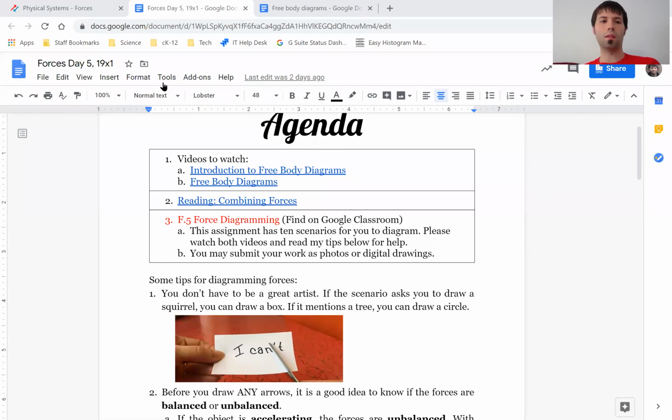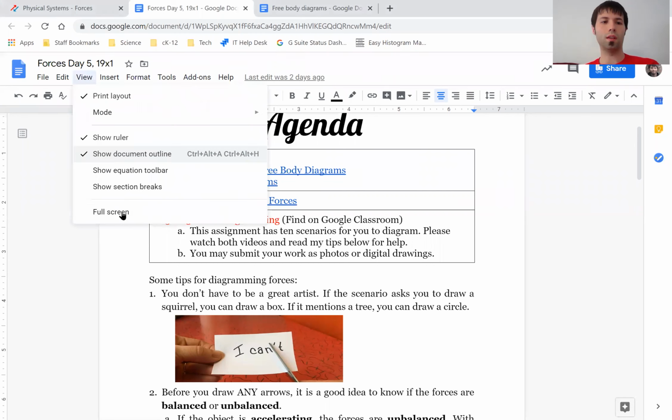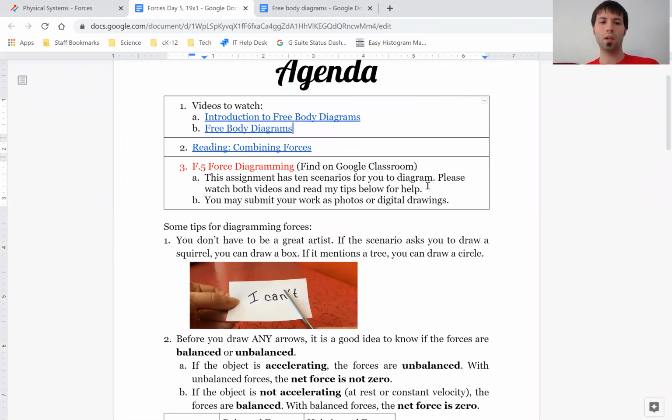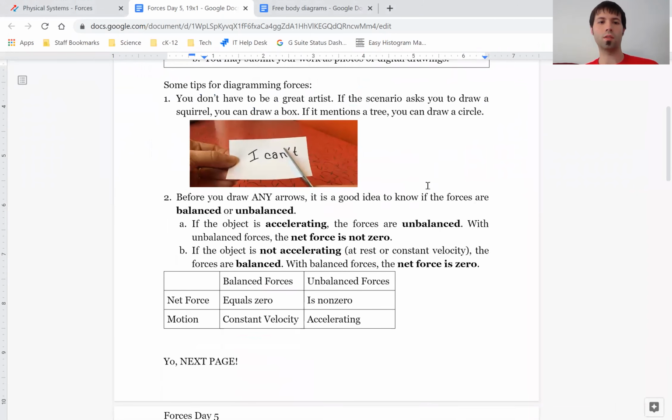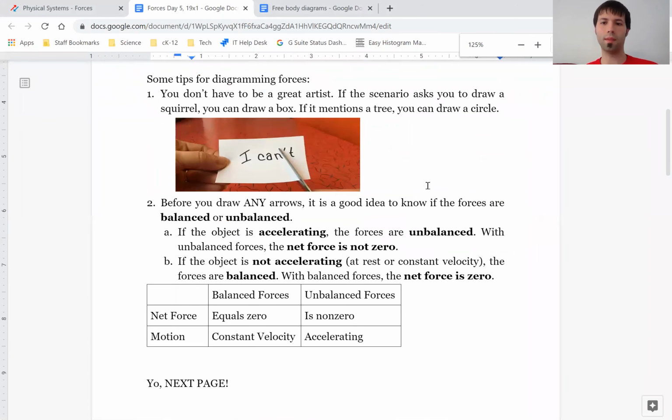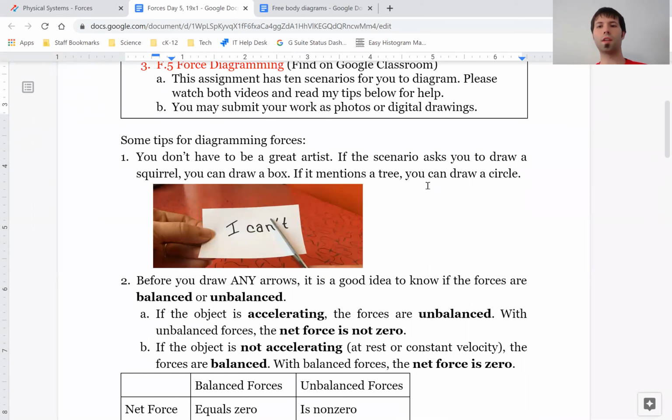So I'm going to go ahead and share what I have with you guys. First we're going to look at yesterday's agenda. Let me make this full screen here. Okay, so here's our agenda. We'll zoom in a tiny bit, especially if you're using a phone, so you can see. So here are some tips for diagramming forces. First of all, you don't have to be a great artist.